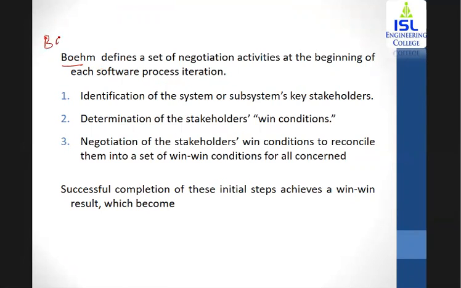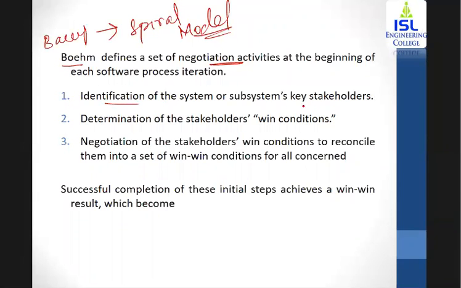If you remember the name Barry Boehm, he designed a specific model. He designed the spiral model. This particular person has also defined a set of negotiation activities that you need to follow. First, identification of the system or subsystem stakeholders. You're going to identify all the stakeholders so that you can ask them to prioritize the requirements.